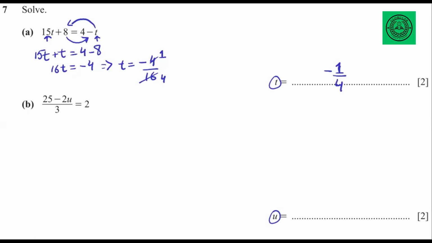Now let us see for u. First of all, we have to get rid of this denominator. And how to get rid of this denominator? Shift it to the right side. Here it's been divided, and on the other side, it will go and get multiplied with number 2.